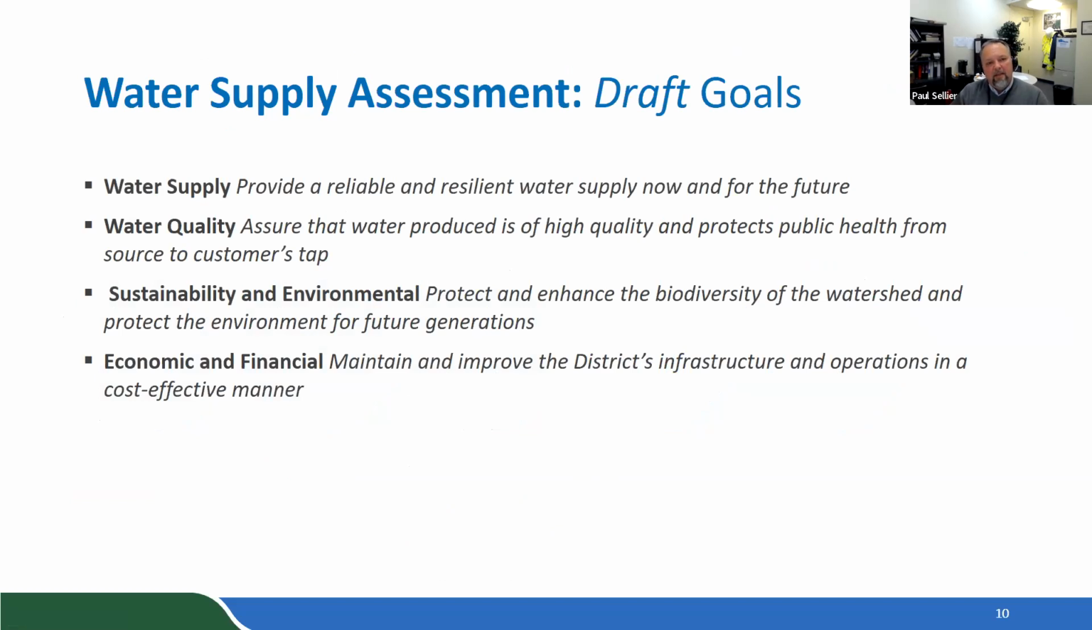So again, these are just completely for your consideration, and I don't think these are surprising to find: these draft goals around water supply, water quality, sustainability, and environmental, and as I mentioned, the economic and financial. But these are, as I say, traditional, but they're very much for your consideration. They're the high level guiding principle type goals, and we'll take a look in a minute in some little bit of detail at the first water supply goal.